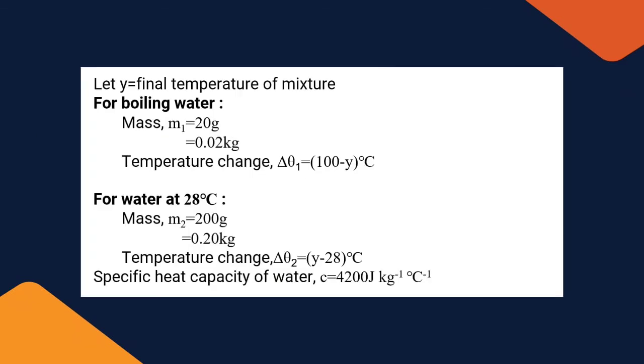Let Y equal to final temperature of mixture. For boiling water, mass equal to 20 grams equal to 0.02 kg. Temperature change equal to 100 minus Y degrees Celsius. For water at 28 degrees Celsius, mass equal to 200 grams equal to 0.2 kg. Temperature change equal to Y minus 28 degrees Celsius. Specific heat capacity of water equal to 4200 J kg power minus 1 degrees Celsius power minus 1.